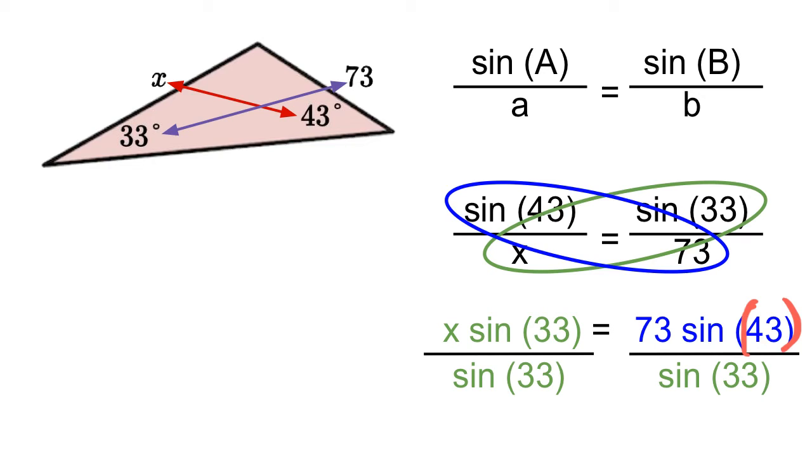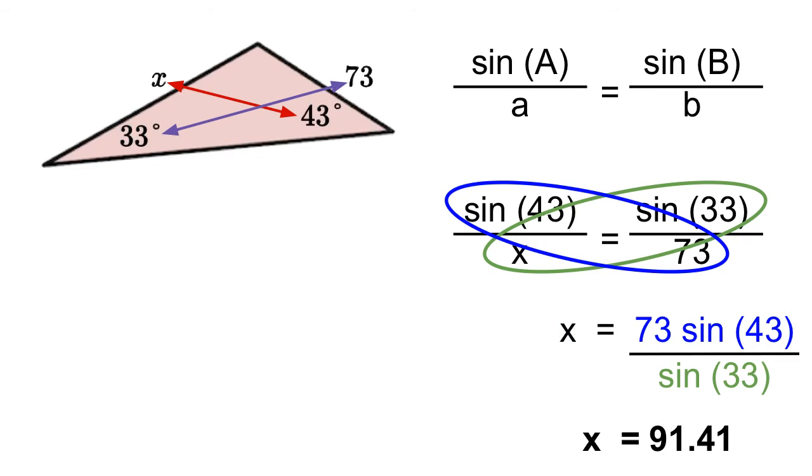So you're going to type in 73 times the sine of 43 and then divided by the sine of 33. When you do that, you should get an answer of 91.41. If we wanted to double check to make sure that seems like a reasonable answer, what I usually do is take a look at my diagram. 33 degrees was my smaller angle, and so that means that I want it to be opposite from the smaller side. So 33 is smaller than 43, and that's opposite from 73, which is smaller than my answer of 91.41. So that's a sign that I probably did a good job solving that.